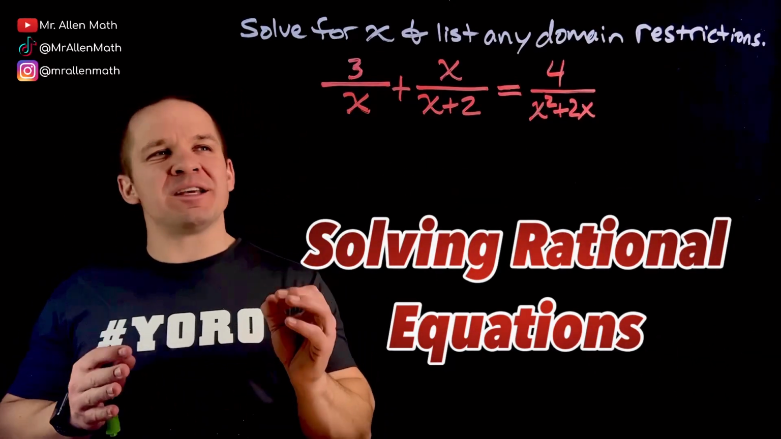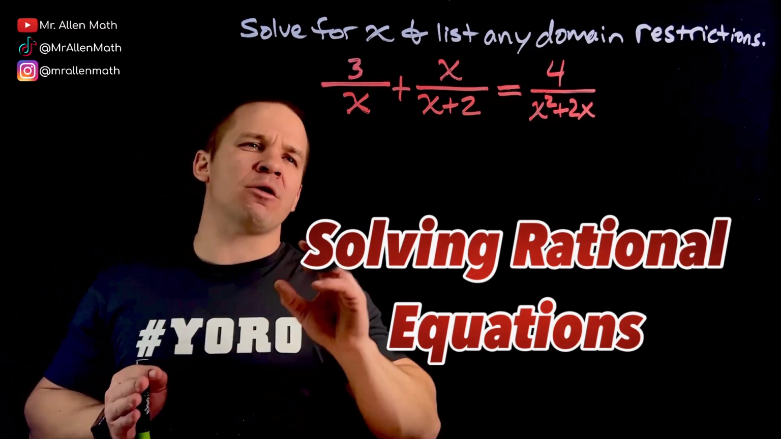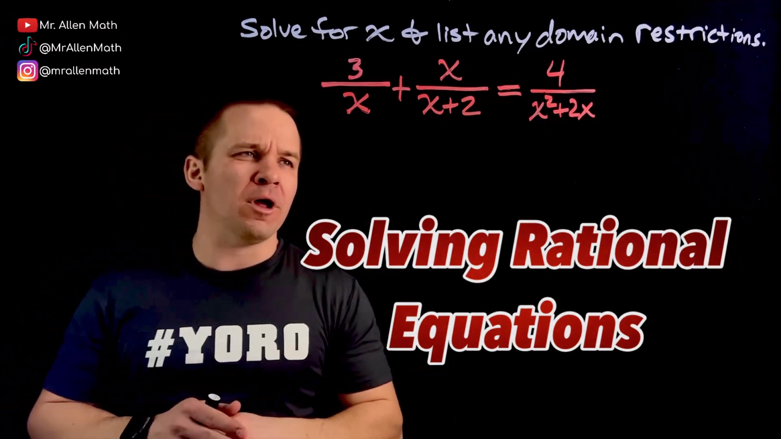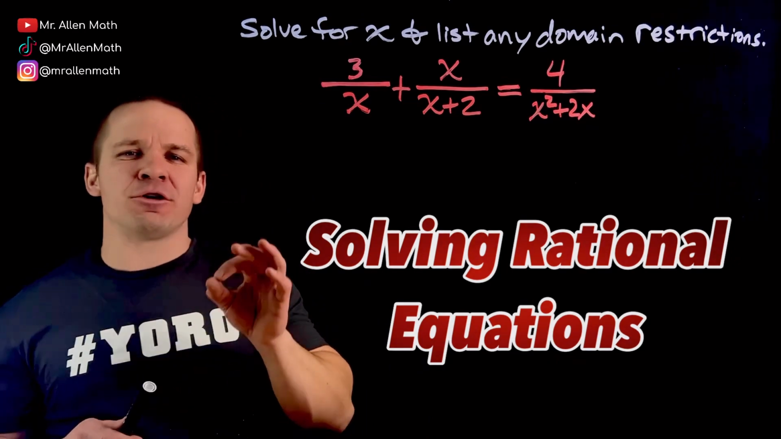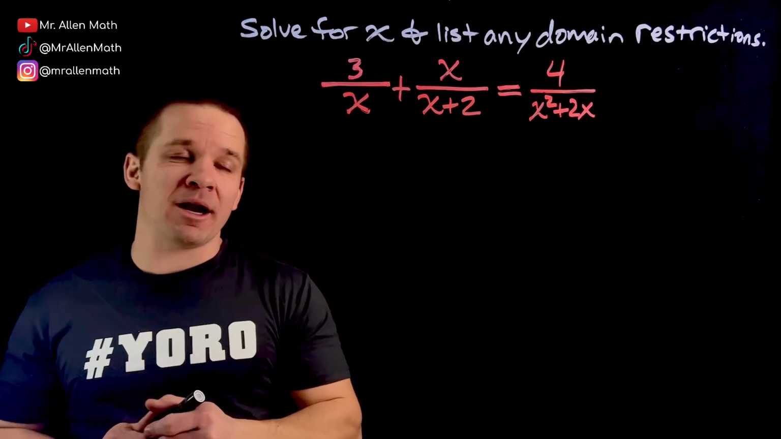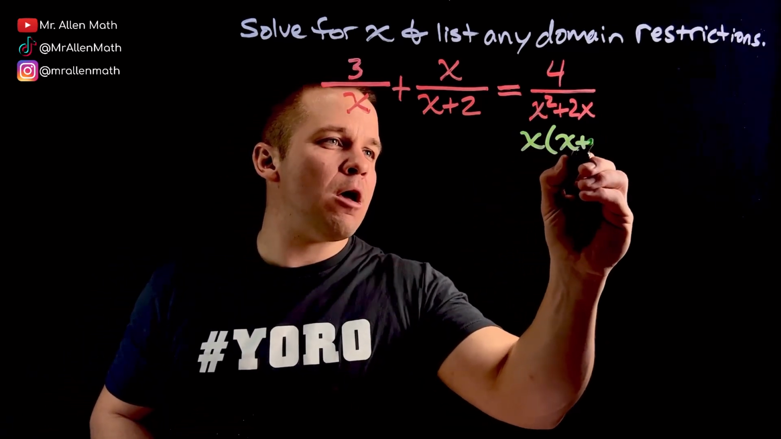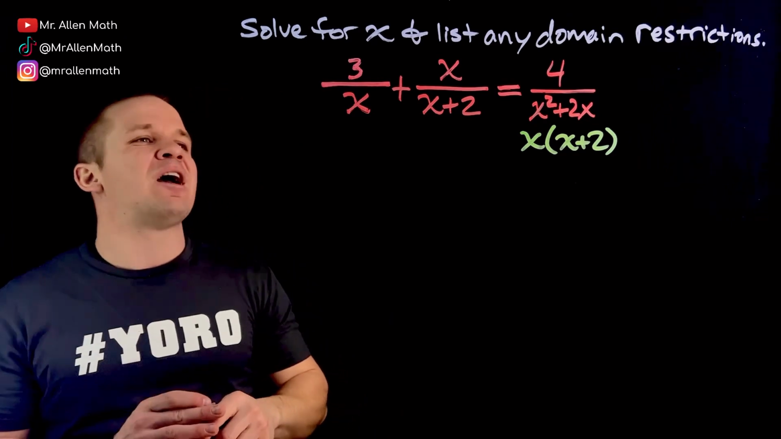We're about to solve this wonderful rational equation here, and we're going to list any domain restrictions. First things first, I have to factor my denominator so that I can find my least common denominator. This one right over here can be factored. It is going to be x times x plus 2, little GCF action.